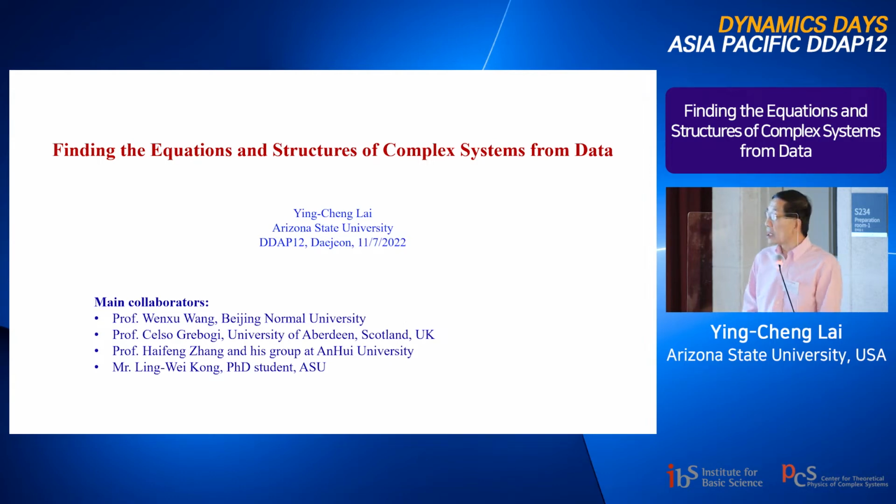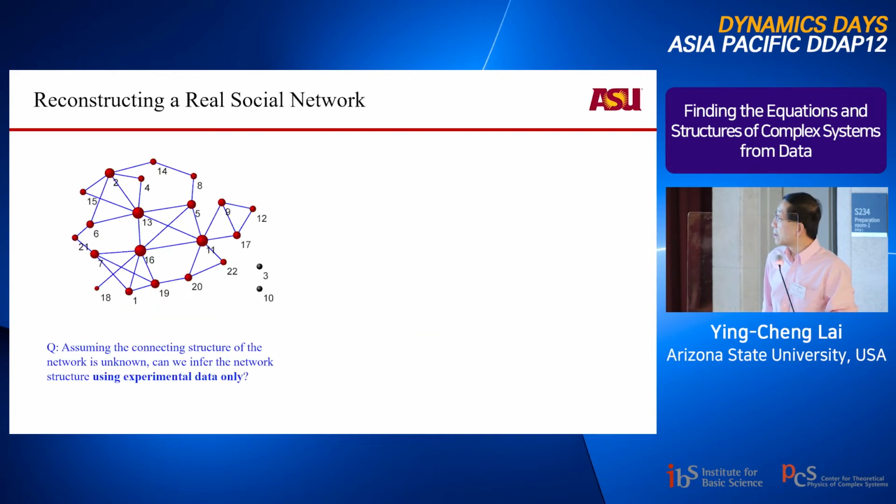Now, our main problem is to get the data, and then from the data, you want to find the equations of the system and the structure of the system, provided that the system is complex. So this is a general problem, and I'm going to begin with an experiment. And this was an experiment we did about 10 years ago to reconstruct a real social network.